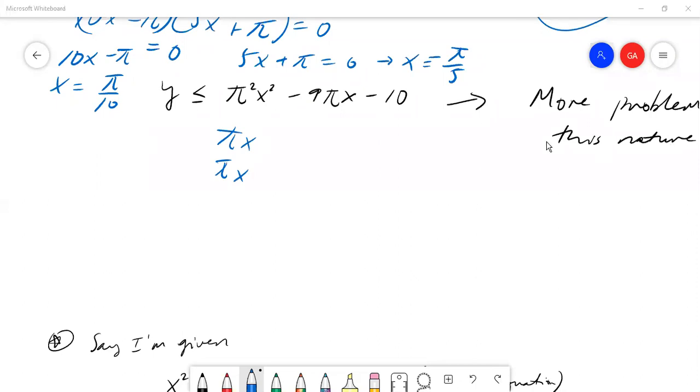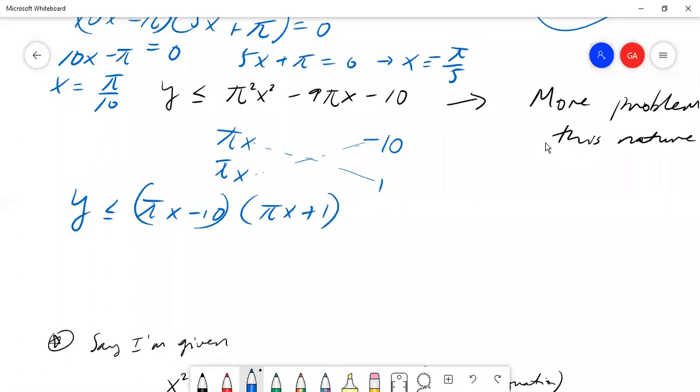How about factors that multiply to negative 10? How about negative 10 and 1? And cross multiplying, right? It's not really cross multiplying, but that's what I sort of call it. You have this times this plus this times this, and that gives you the middle term. And so this is the correct factorization, right? And then we can write the factors pi x minus 10 times pi x plus 1. And y is less than or equal to this entire thing.